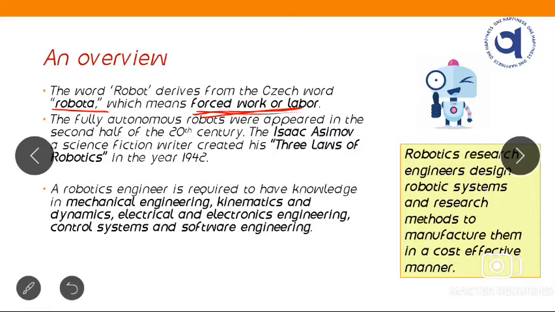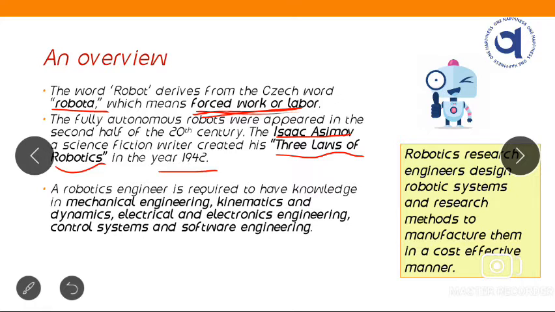And after that, Isaac Asimov, okay, in 1942 he introduced three laws of robotics. He was actually a science fiction writer, and he used to write science based stories. And in his book he has written three laws of robotics. Okay, so he introduced the word robotics and what the robot can be. Okay, so what is robotics?